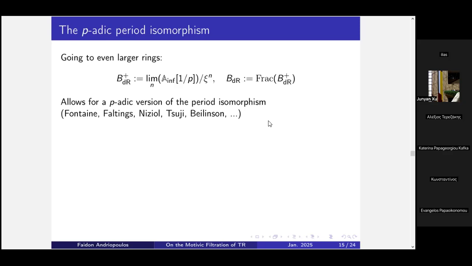These very large rings allow for a p-adic version, as I said, of the period isomorphism, which came as a set of conjectures originally by Fontaine, and then has been proven by a set of different people using very different techniques. For example, Faltings uses several elements of p-adic Hodge theory. Niziol uses algebraic K-theory, and there is also the proof of Beilinson, which is quite similar in style to the original period isomorphism that is seen in topology. The main ingredient is a p-adic version of the Poincaré lemma.